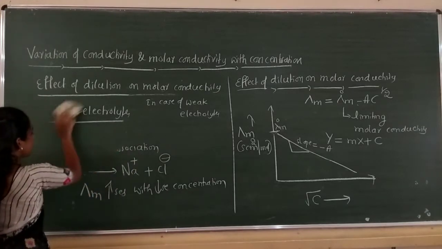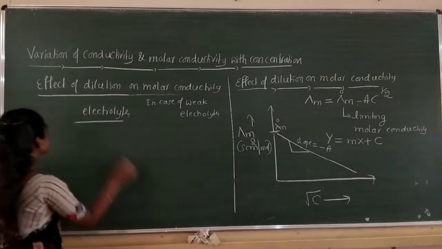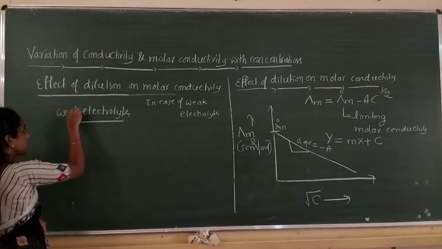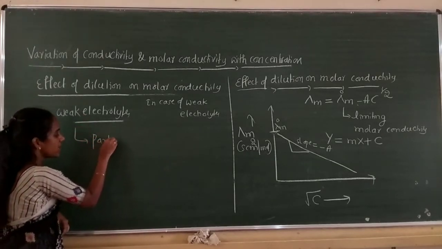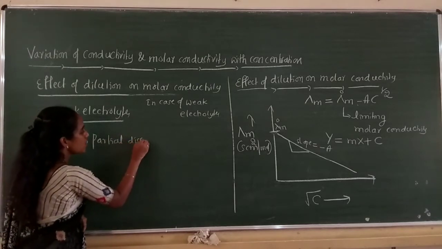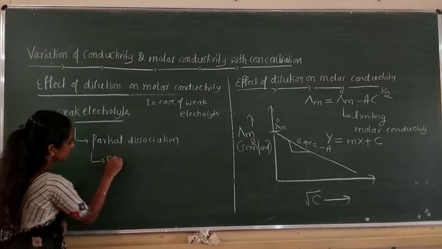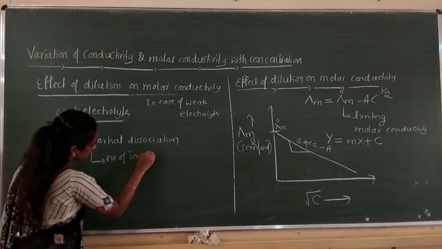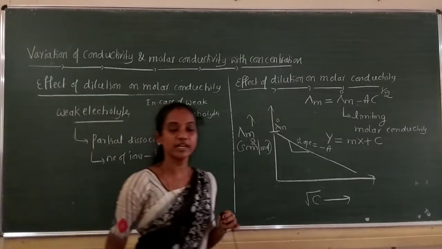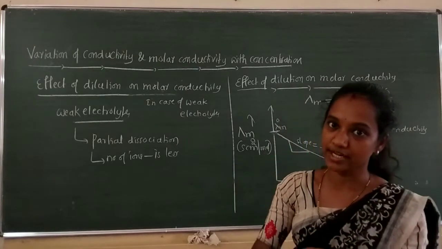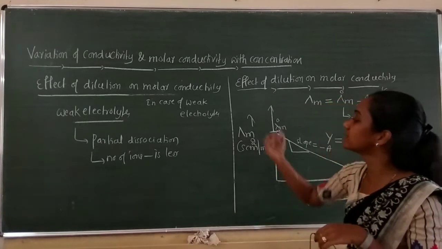What are weak electrolytes? Weak electrolytes are the substances which undergo only partial dissociation. As a result, the number of ions produced is less. A weak electrolyte does not dissociate completely. Less number of ions are produced. Now, let us decrease the concentration.